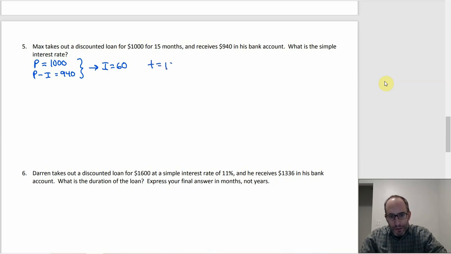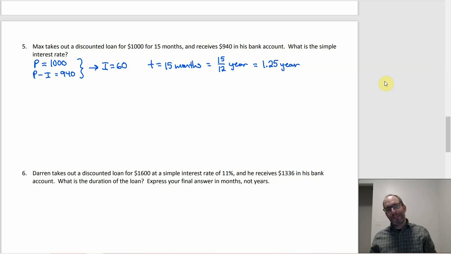which is 15 months, but we're going to want to convert that into years. So that's going to be 15/12 of a year, or I guess 1.25 years, right? I guess you could write it as a mixed number. Or you could reduce the fraction too and say that it would be 5/4. But I think we're going to put this into a calculator anyway, so it'll probably be easier as a decimal.